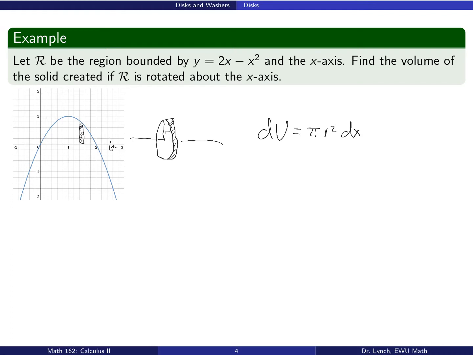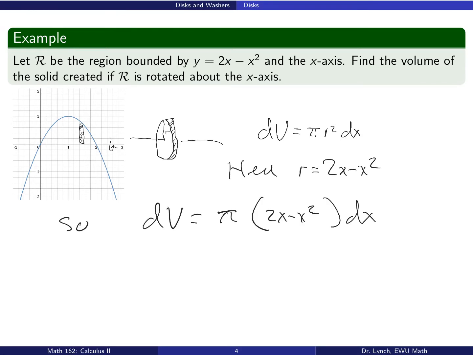Now in this case, the distance r is just given by the distance from the x-axis to the curve. So that ends up just being 2x minus x squared. This gives us the volume of our disc in terms of x, that is dV equals pi times (2x minus x squared) times dx. And having it in terms of x is important because we've taken a thickness in the x direction, so we're going to want to have all x's in our quantity.